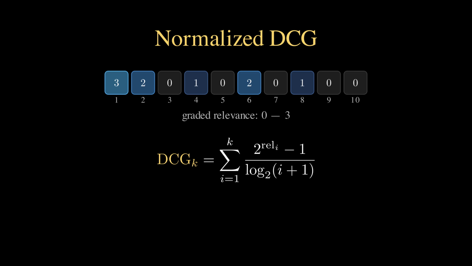Then we normalize by the best possible ordering, the one where the highest grades sit at the top. That ratio is NDCG, and it lives between 0 and 1. 1 means the ranking is perfect. Anything less means the system left some quality on the table.